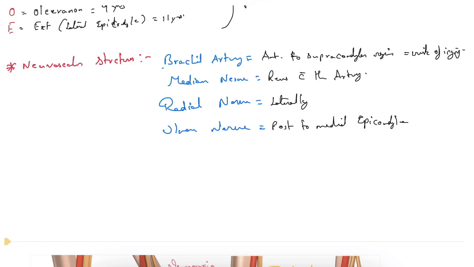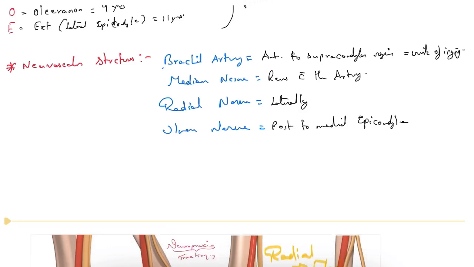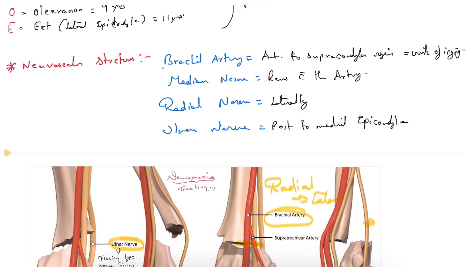So guys, if any fracture happens in the lateral epicondyle, then we have to think about radial nerve injury. If posterior, then ulnar nerve injury. If it is the anterior part of the fracture, then we have to think of the brachial artery and median nerve.